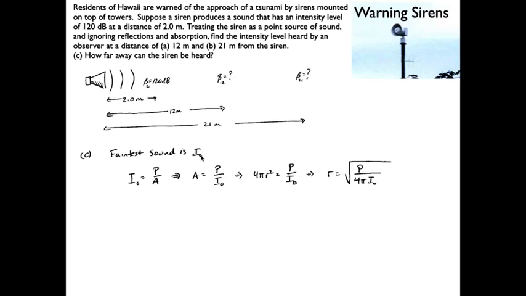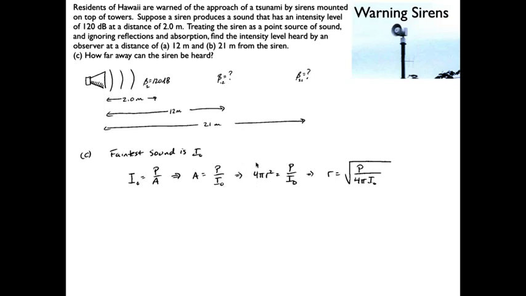So the faintest sound that we can hear is that reference intensity, I naught. Now, it's got to be a pretty good day if your tsunami is coming and, wherever this person is, there are no other objects producing sound, so that she or he can hear this reference intensity, but we'll go with it. So we're going to say the reference intensity is the power over the area, which means the area would be the power over the reference intensity.